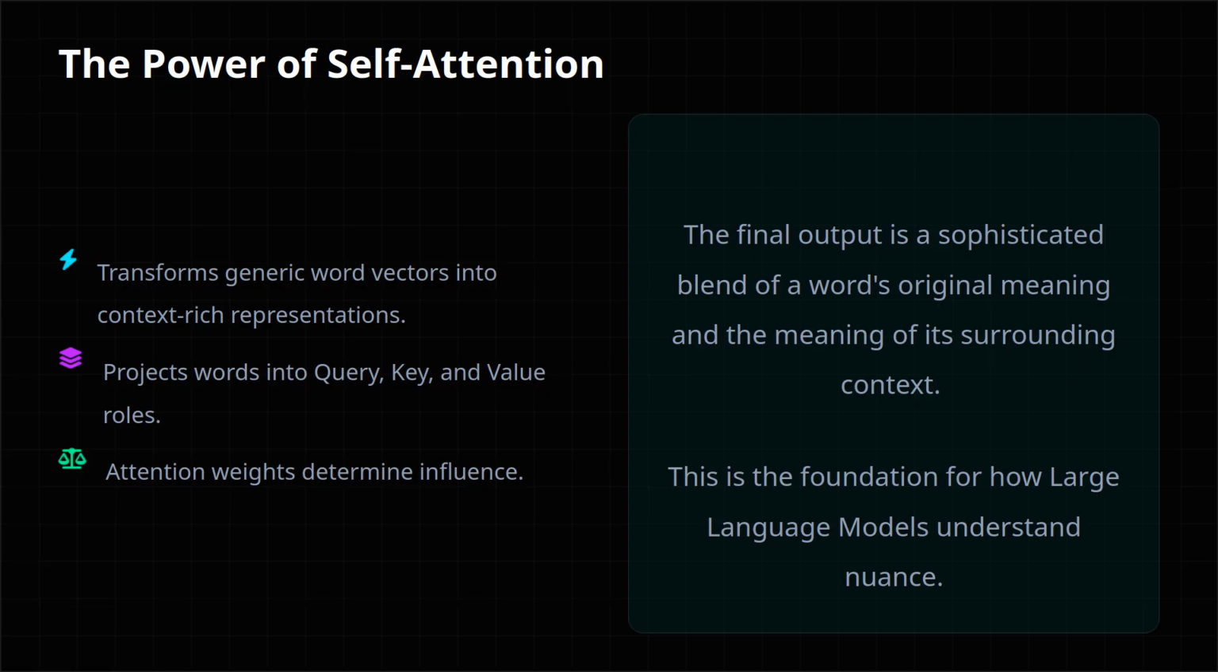It does this by projecting words into three roles: query, key, and value, then computing how strongly each word should look at the others. The attention weights act like influence scores, telling us who matters to whom in this specific sentence. Finally, those weights are used to mix the value vectors and create new contextualized outputs. The end result is a sophisticated blend of a word's original meaning and the meaning of its neighbors. This is one of the core building blocks that allows large language models to understand nuance, ambiguity, and subtle shades of meaning in human language.